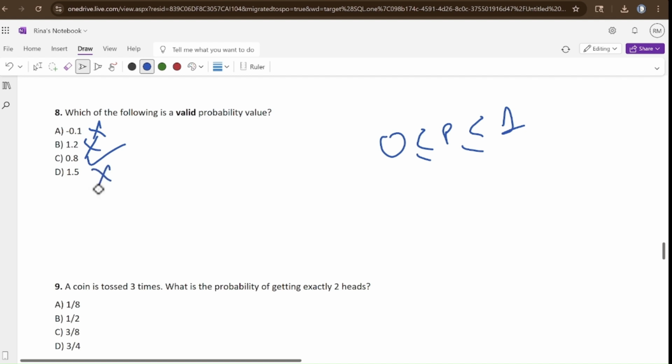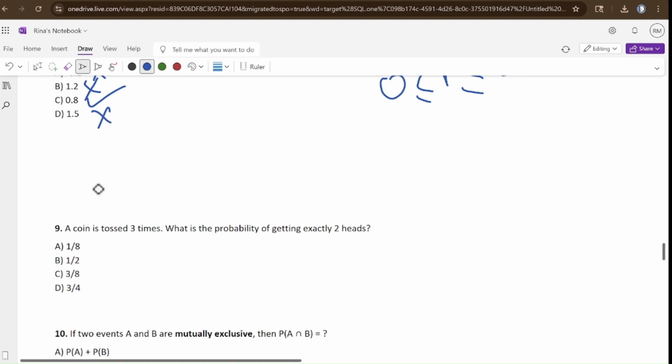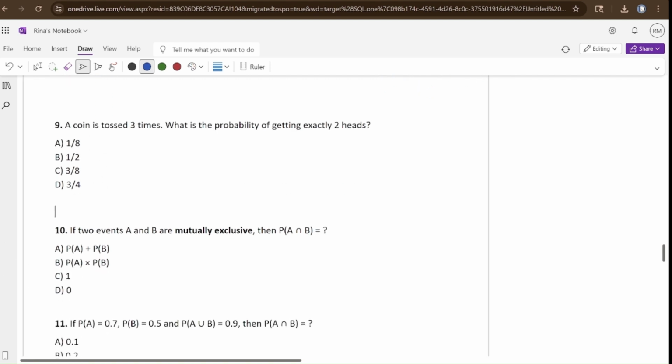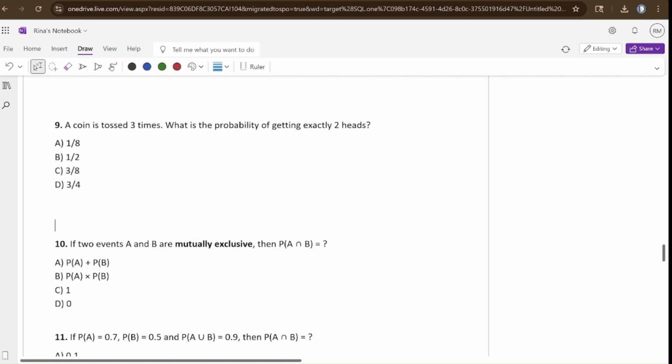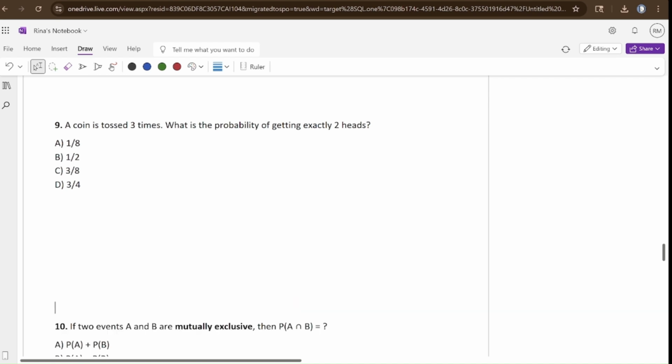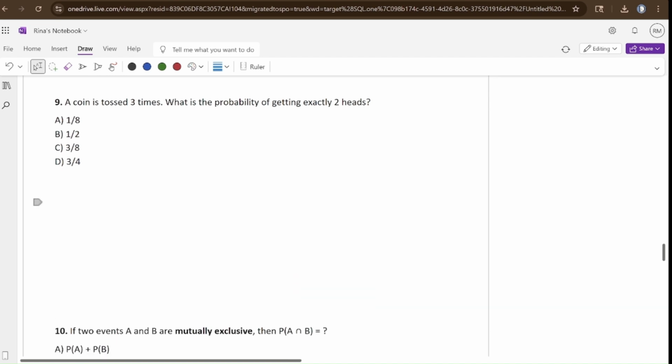Clear? So 0.8 can be a valid probability value. Next one. A coin is tossed 3 times. What is the probability of getting 2 heads? See, one coin tossed 3 times.